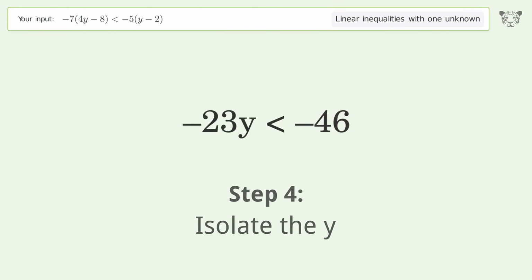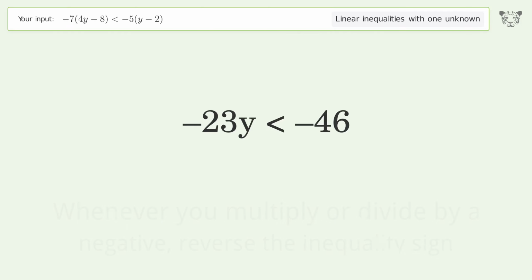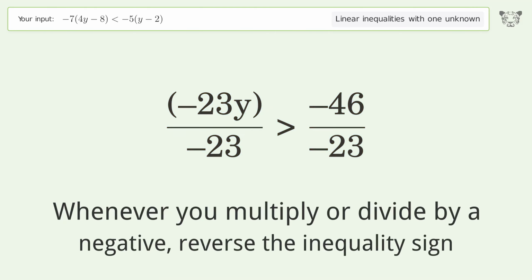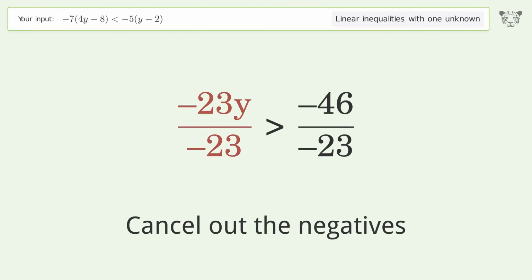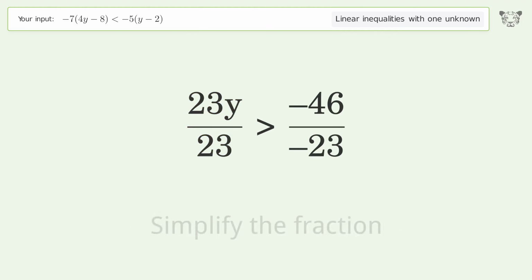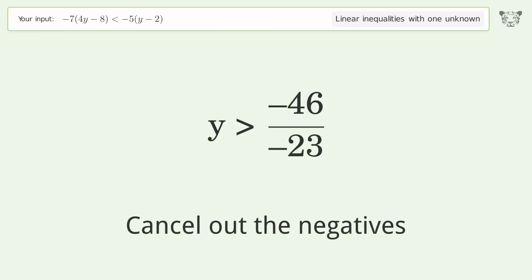Isolate the y. Divide both sides by -23. Whenever you multiply or divide by a negative, reverse the inequality sign. Cancel out the negatives. Simplify the fraction. Cancel out the negatives.